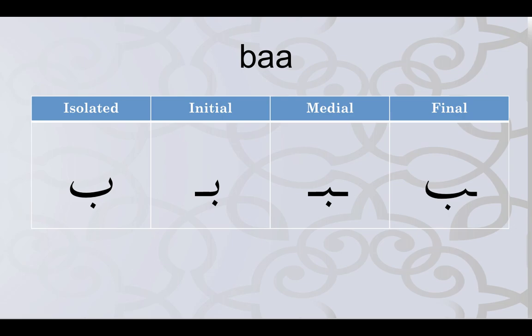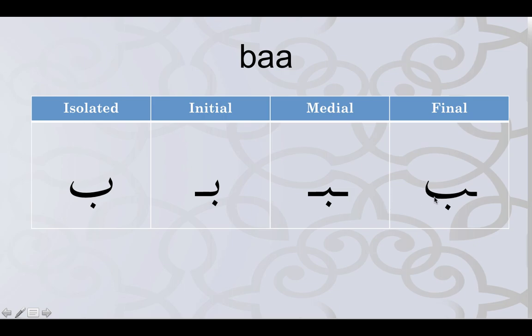The letter is ba, and this is a prime example of a letter in which all 4 forms are different. On the left, we see the isolated form, which is the letter ba. This is the initial form of the letter ba, when it occurs at the beginning of a word. This is the medial form of the letter ba, when it occurs in the middle of a word. And when it is connected to other letters and appears at the end of a word, it takes its final form, and this is the final form of the letter ba. If you remember, we've already done the isolated format in the previous lessons. This is the letter ba in its isolated format.